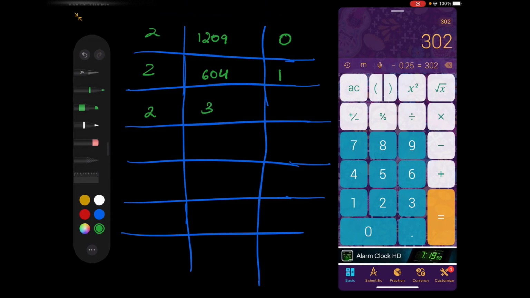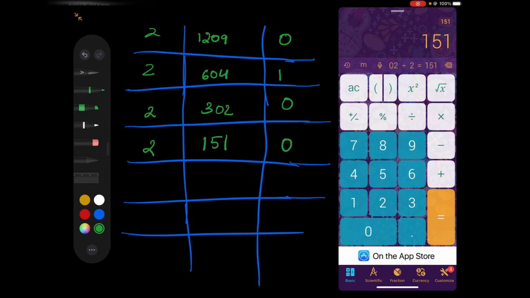So we will write here 302 and 0, because we forgot to subtract the decimal. So after dividing, we can subtract, because the previous number was even. Now again we have to divide this number by 2, which gives us 151 and no decimal, so 0.